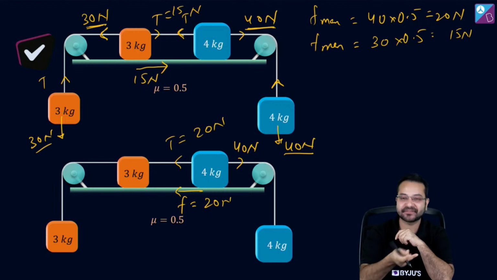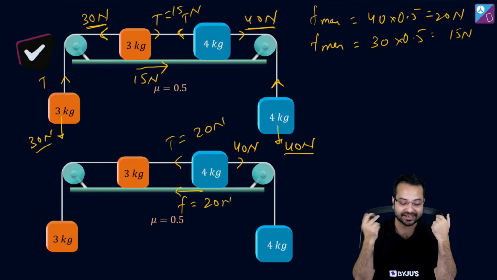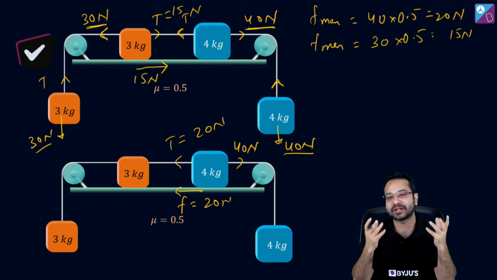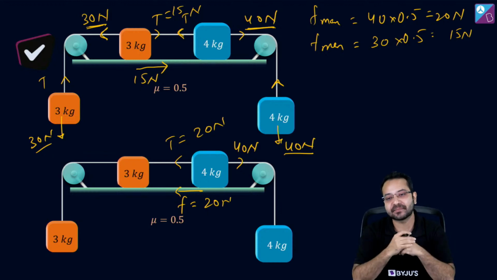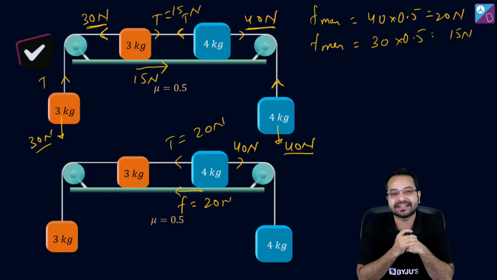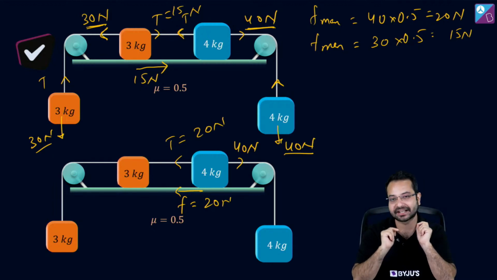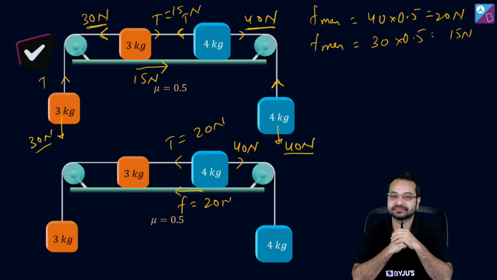If we are adjusting friction on the 3 kg block first, we get tension as 15 Newton. If we are adjusting friction on the 4 kg block first, then tension comes out to be 20 Newton. Again, the same problem. Both cannot be true simultaneously. So which one is true? Case 1 or case 2? What do you think is the correct solution here? Give it a shot. Case 1 or case 2?